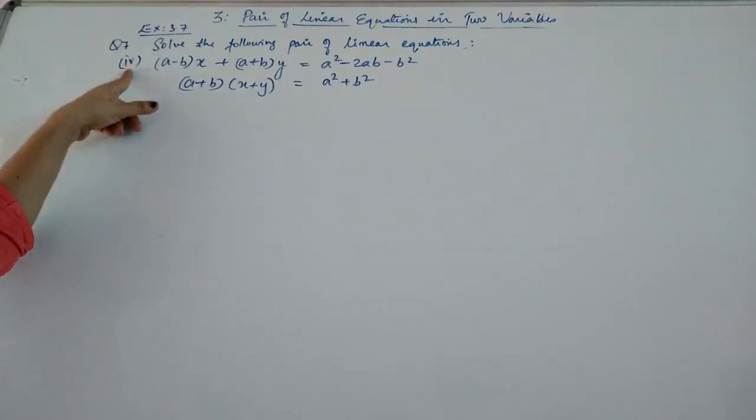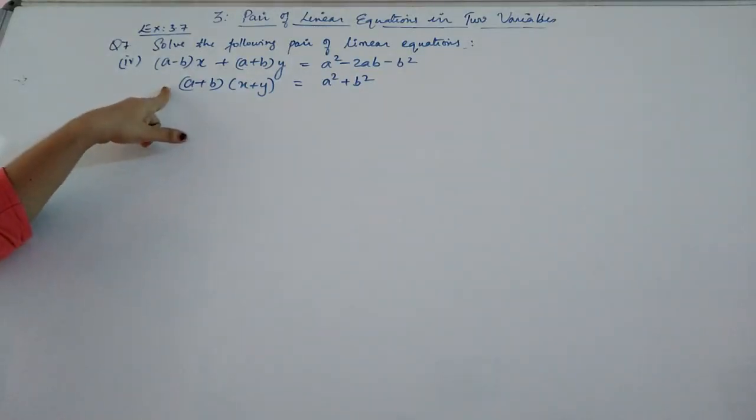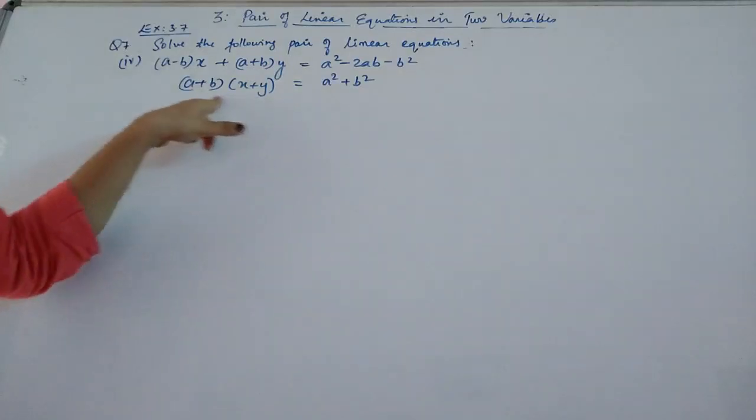Subdivision 4 of question number 7. A minus b into x plus a plus b into y is equal to a square minus 2ab minus b square, and a plus b into x plus y is equal to a square plus b square. Here the second equation is not in linear form. So first step is to make this in linear form.